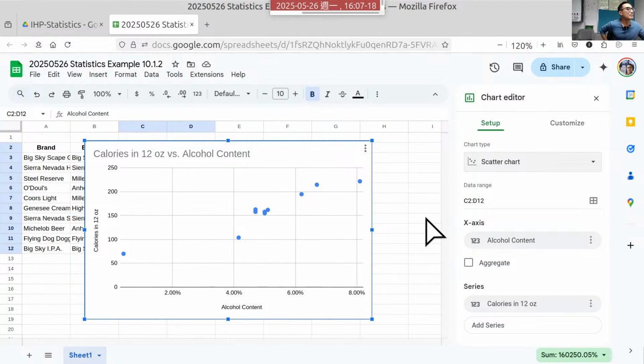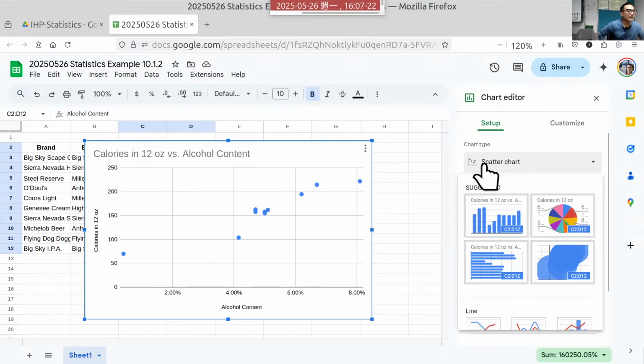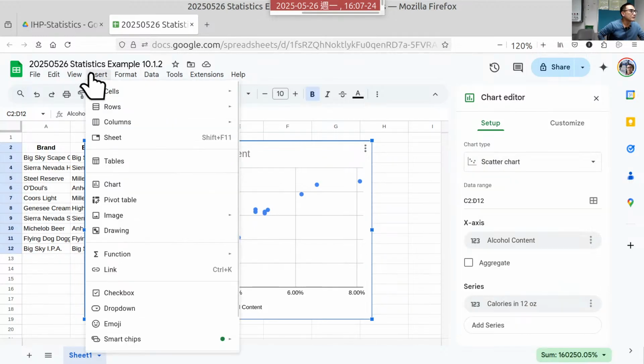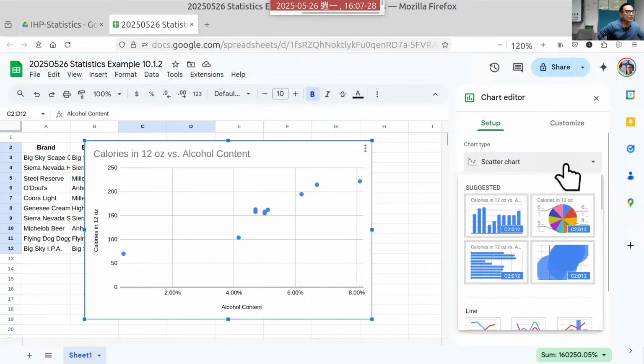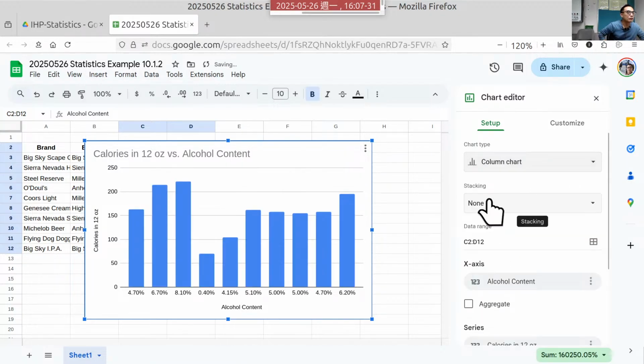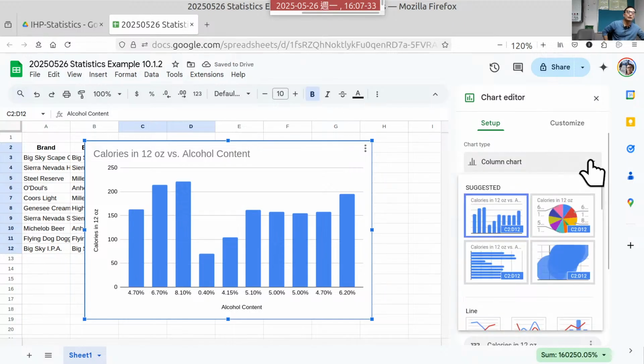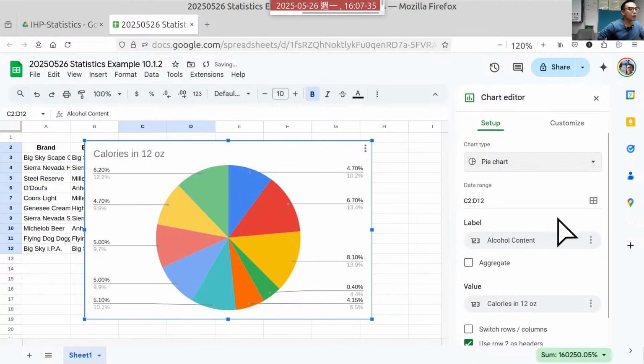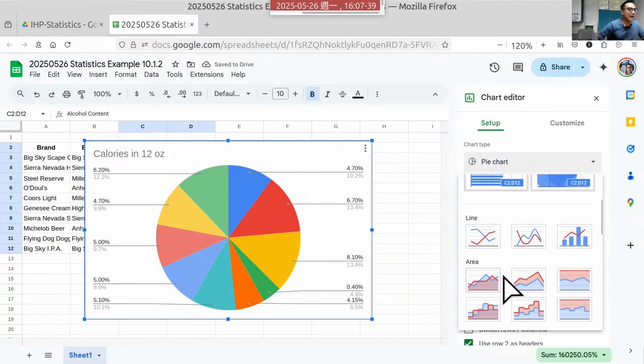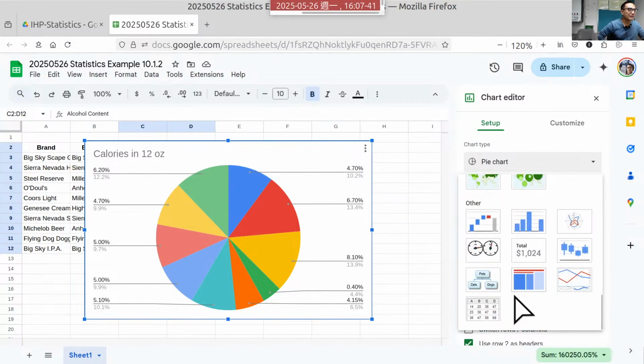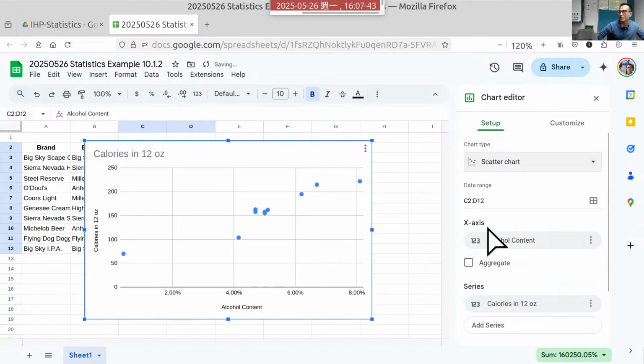Okay, again, the key point is to select the range and select scatter chart, insert chart, and select, because the default is column chart. We don't need the column chart or the pie chart at this moment. We need the XY scatter chart like this one. Is it okay?